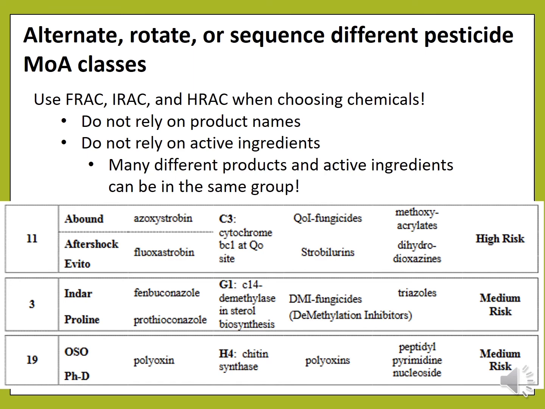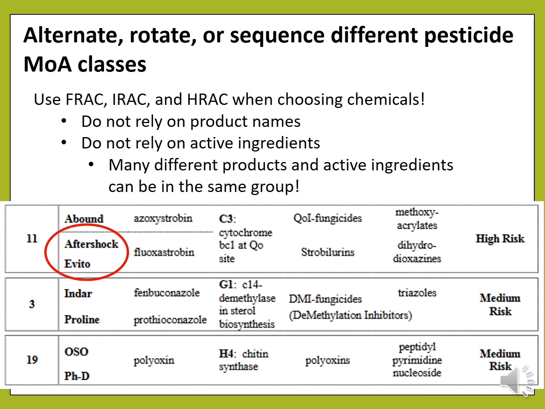What we can use these numbers and these groupings to do is to help us alternate, rotate, or sequence different pesticides to help forestall resistance. By using the codes when you're choosing your material, now you have to use the codes. It's very important. You can't rely on product names or active ingredients because many different products and active ingredients can be in the same group.